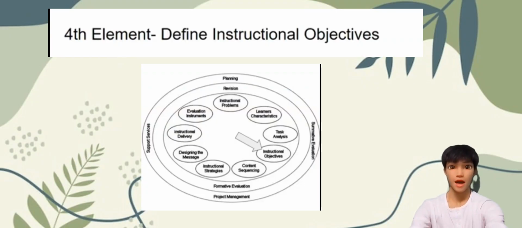Fourth element, define instructional objectives. What must the learner master to be proficient? This is your map for designing instruction. What are you targeting your teaching towards? By the end of the lesson, students will be able to do.